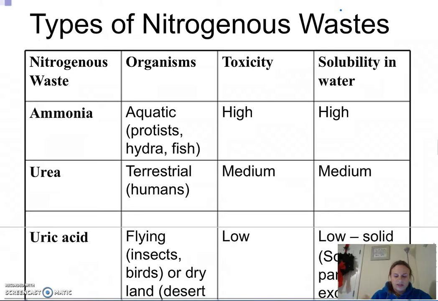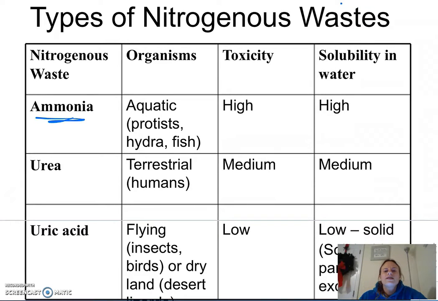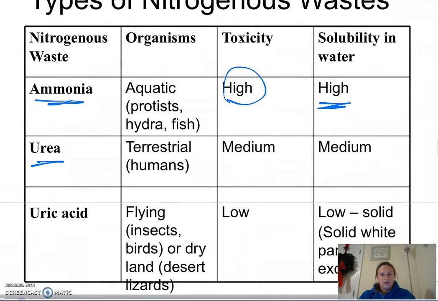So here are those three different types of nitrogenous wastes. Ammonia is the first type of nitrogenous waste that I want to discuss. Ammonia is the nitrogenous waste that aquatic organisms are going to produce when they break down their amino acids and their nucleic acids. However, ammonia has a high toxicity level, but it's also highly soluble in water. So fish are able to flush out that highly toxic ammonia because they are constantly surrounded by water. Urea is the nitrogenous waste that organisms such as humans produce. Its toxicity level is medium, and its solubility in water is also medium.